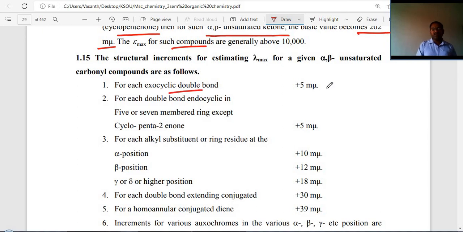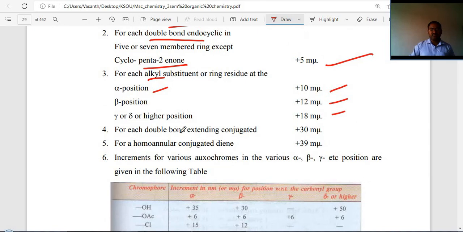For an exocyclic double bond, add 5 nanometer. For each endocyclic double bond in a 5 or 7 membered ring, except cyclopent-2-ene, add 5 nanometer. For an alkyl group at the alpha position, it is 10, at the beta position 12, and at the gamma or delta position 18. For each double bond extending the conjugation, add 30 nanometer. For homoannular conjugated dienes, add 39 nanometer.